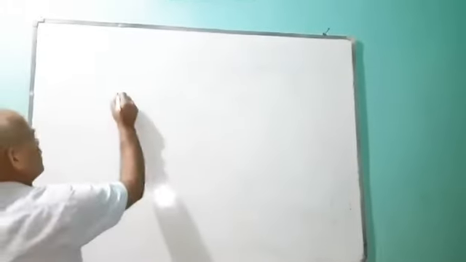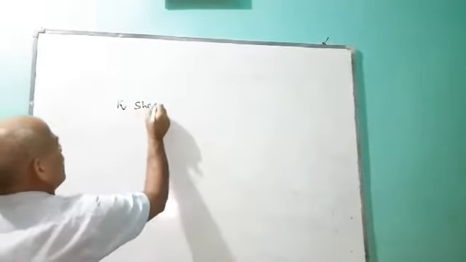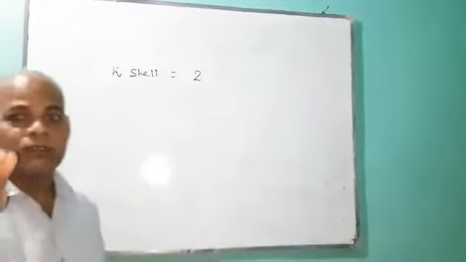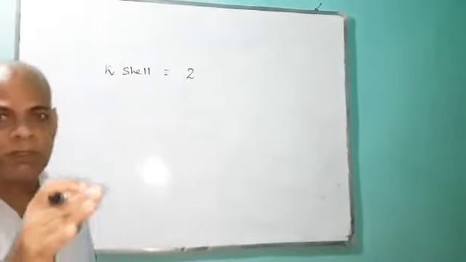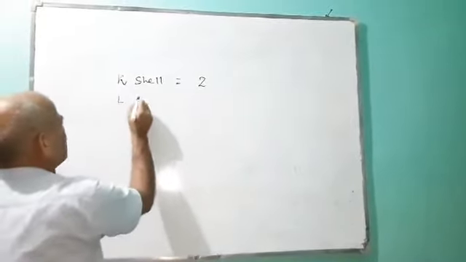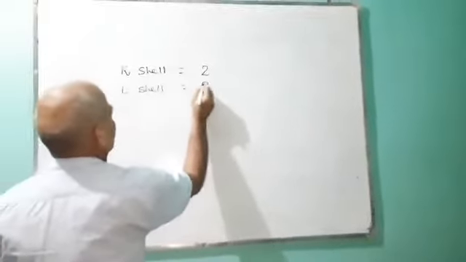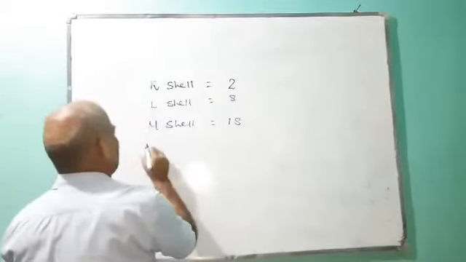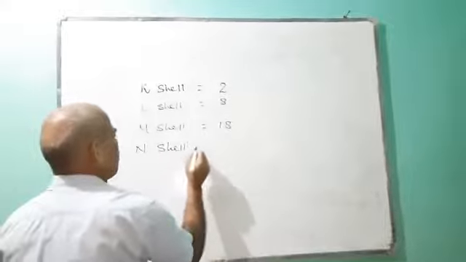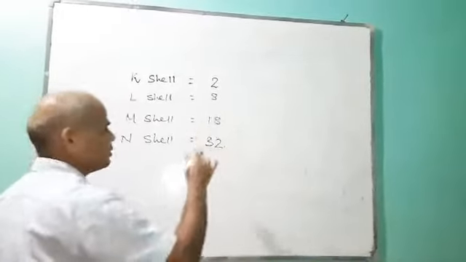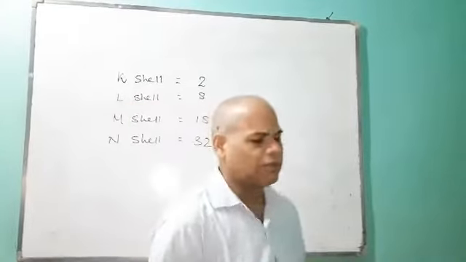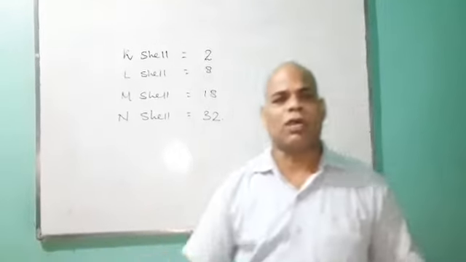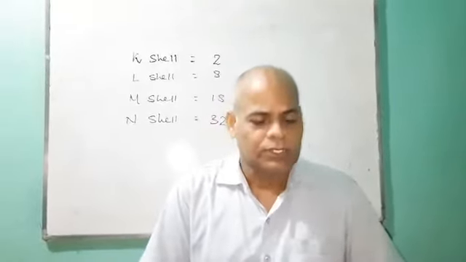Like in the K cell, there will be a maximum of 2 electrons. The L cell will have a maximum of 8, the M cell will have 18, and the N cell will have a maximum of 32. So this electronic configuration we have already discussed yesterday, based on 2n square, where n represents the number of the cell.